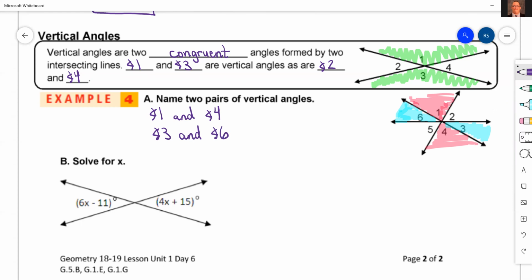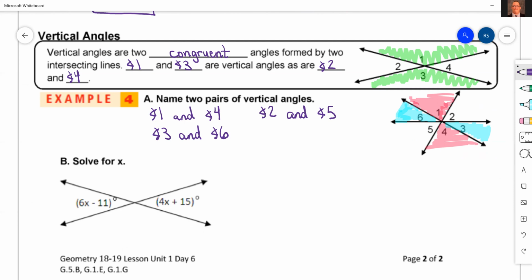And this next one, it only says 2 pairs, so we could stop. But remember that thing I said the other day? I'm kind of an overachiever. So let's go in and write the 3rd pair because we can already see it. Angle 2 and angle 5. I mean, it's already there. Let's just write it.